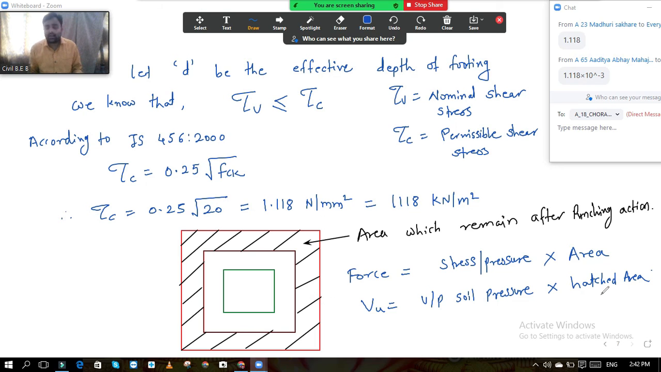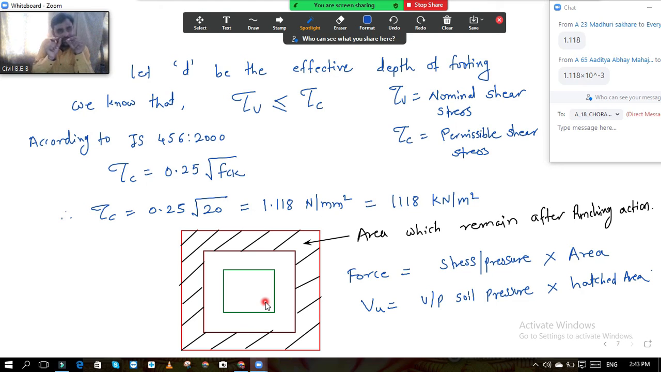मग हाच area का घेतला? Because if we assume that the punching action takes place, what will happen after it? This column along with this outside area will get punched through the whole footing, and this area will get deducted. So this area will not be there once the punching action takes place. Whenever you punch a paper, it will create a hole in that paper, so that hole will remain as it is.